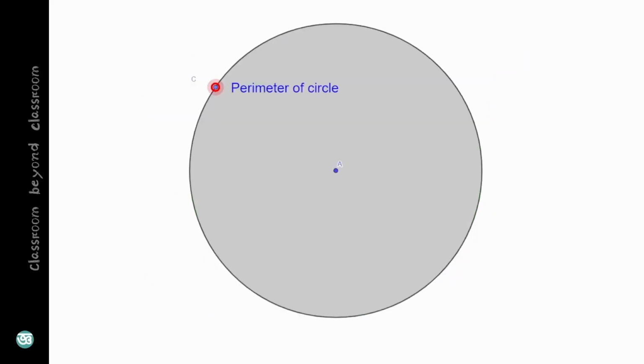For a circle, if you start at point C of the circumference of the circle, you have to go around the circumference of the circle, and here the circumference is the boundary of this shape. So this is the perimeter of the circle.